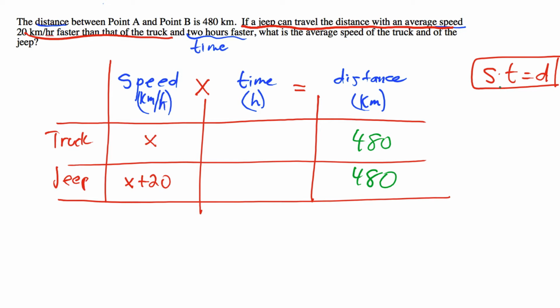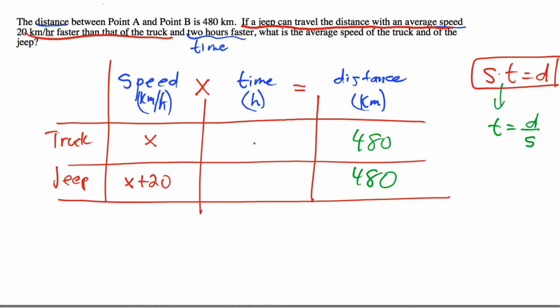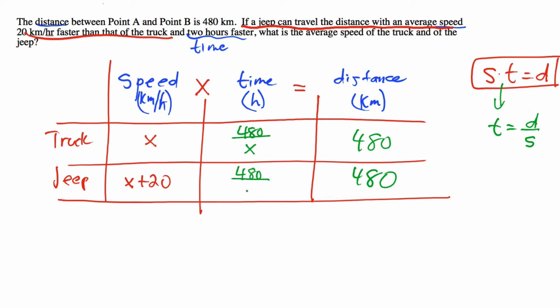Well, actually, because we know this connection over here that speed times time is distance, we could get the time by dividing both sides by speed. We know distance divided by speed is time. So therefore, to get the time traveled by the truck, we could take the truck's distance divided by the truck's speed, and this expression, 480 over x, will represent the time that the truck spent traveling the distance. And similarly for the Jeep, if we take the Jeep's distance divided by the Jeep's speed, then this expression, 480 over x plus 20, will represent the length of time the Jeep spent traveling the distance.